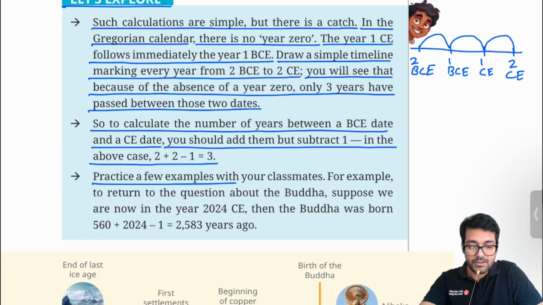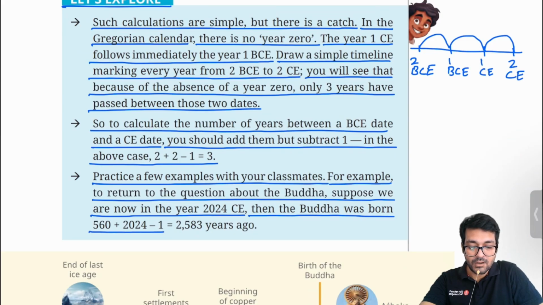Practice a few examples with your classmates. For example, to return to the question about the Buddha, suppose we are now in the year 2024 CE. Then the Buddha was born 560 plus 2024 minus 1, which is equal to 2583 years ago. Let's move to Chapter 1.